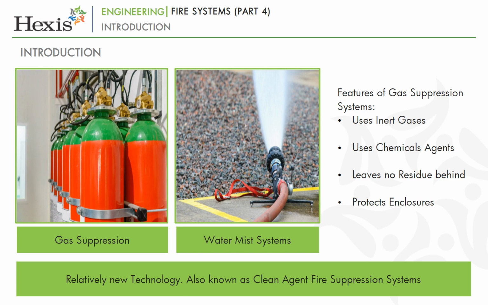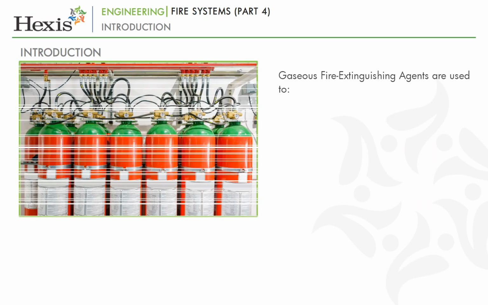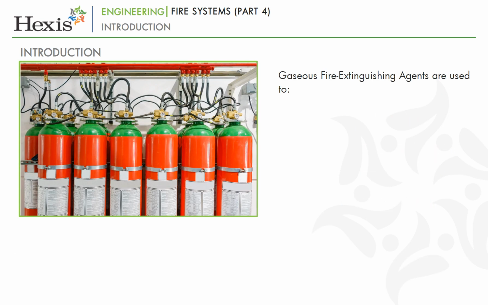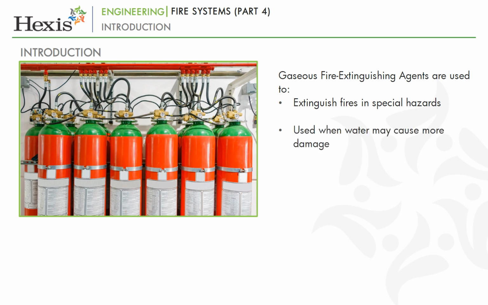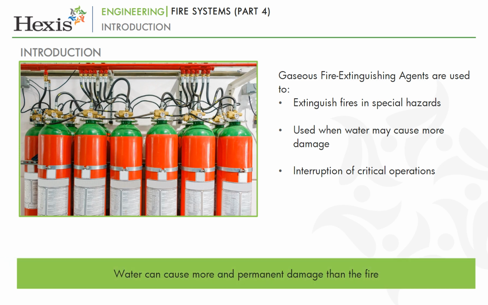Gaseous fire extinguishing agents are often used to effectively extinguish fires in special hazards that cannot be adequately protected by water-based fire sprinkler systems. These extinguishing agents are also utilized when the application of water may cause excessive collateral damage or an interruption of critical operations like server systems, art galleries, or delicate machinery, where water can cause more and permanent damage than the fire.